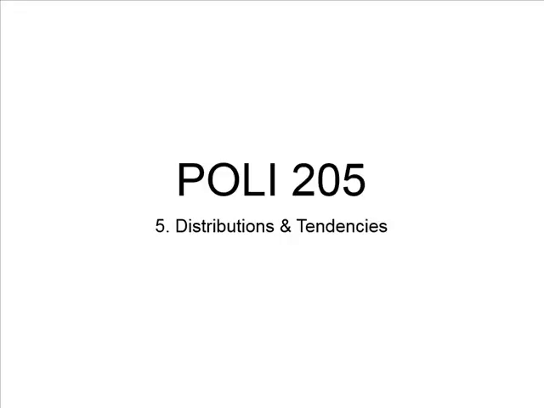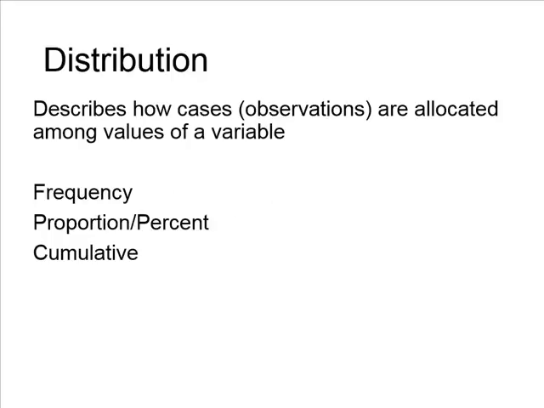So the first thing we're going to look at today is, how do we describe the data that we get? What is an easy way to look at it? And what I want you to think about with data is how data is distributed. How is it that we can look at it to see how the data is sort of spread out or allocated among the different values of the variable?